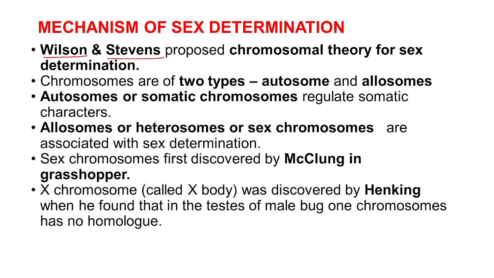Wilson and Stevens proposed the chromosomal theory for sex determination. Very important point. Who proposed the chromosomal theory of sex determination? That is Wilson and Stevens. What they have done is they told that chromosomes are of two types. They are autosomes and allosomes.